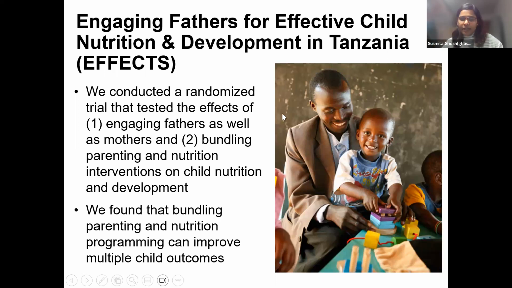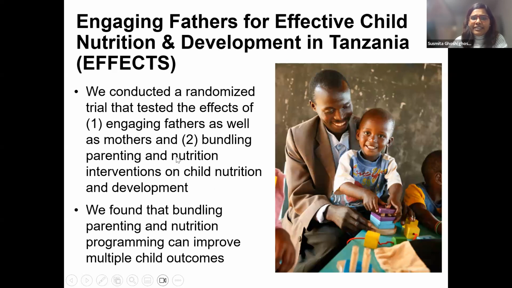So we conducted a randomized control trial in Tanzania, and in this study, we tested the effects of engaging fathers as well as mothers, and also bundling the parenting and nutrition interventions, to understand how to get better developmental outcomes and nutritional outcomes for a child.